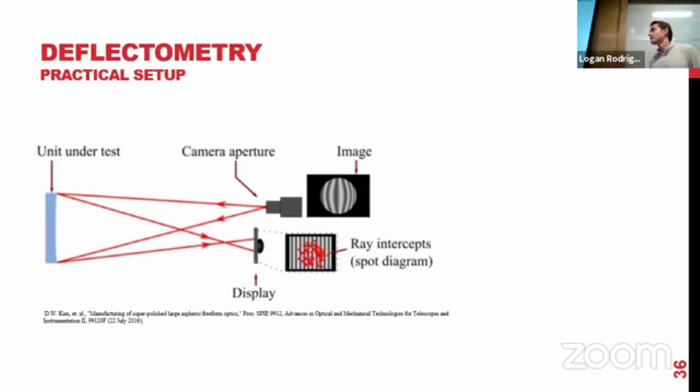And what's happening here is, first of all, ignore the arrows, okay? What I want to show you is, okay, on our screen, we're showing some sinusoidal pattern. That pattern's hitting our mirror, it's reflecting off, and our camera is seeing this distorted image.